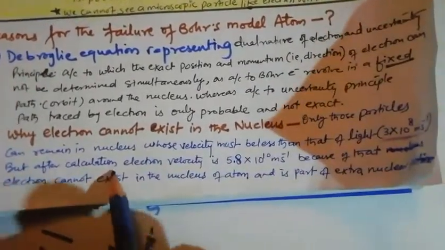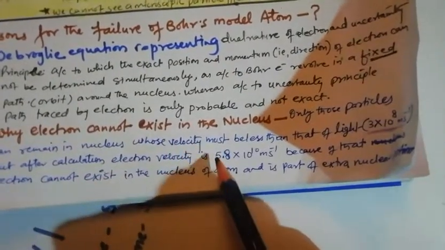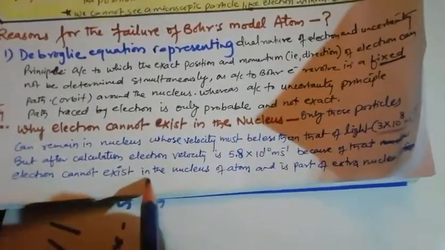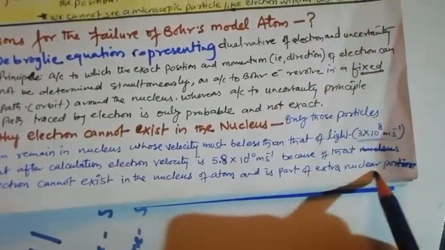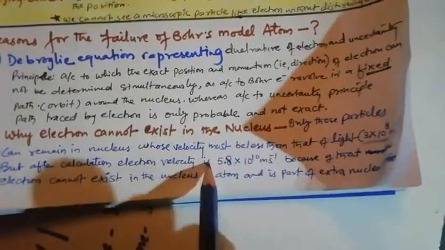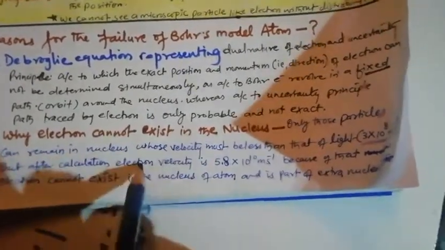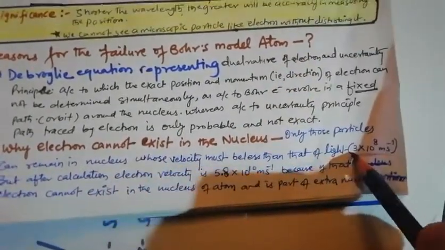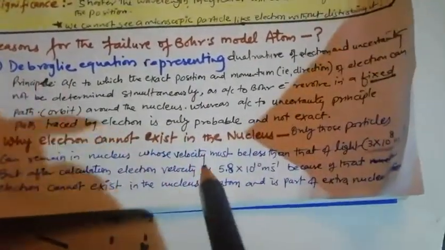But after calculating the electron velocity, it is found that the electron velocity is 5.8 into 10 raised to power 10 meter per second. Because of that, the electron cannot exist in the nucleus of the atom, as it is part of the extra nuclear portion around the nucleus. Reason again why the electron cannot exist in the nucleus: because the speed or velocity of the electron is more than the velocity of light. So because of that, the electron cannot exist in the nucleus.